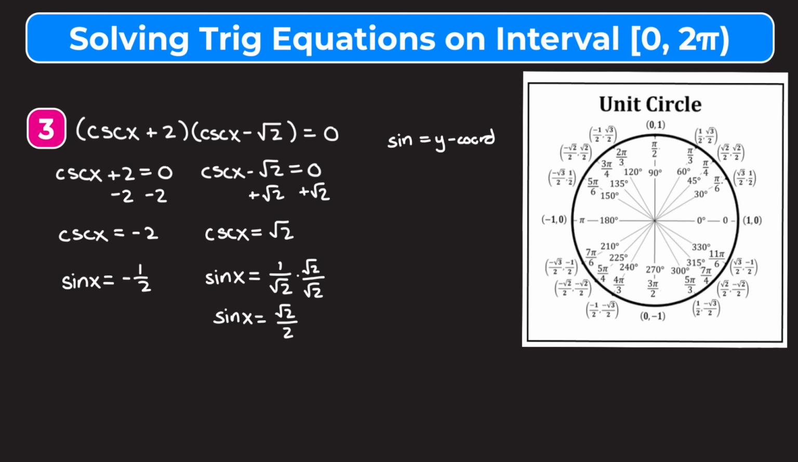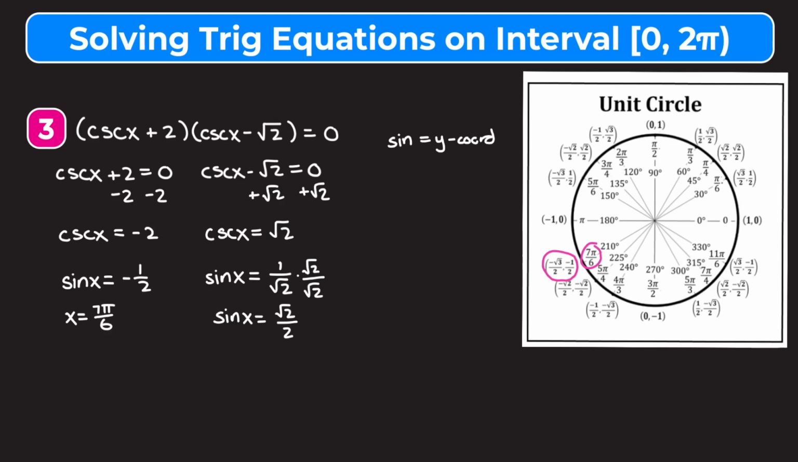So because our y-coordinate is negative, we know we're only in the bottom 2 quadrants, so quadrants 3 and 4. So we don't even have to look at the top 2 quadrants when we're solving sine of x equals negative 1/2. So if you look on the unit circle, for 7 pi over 6, our y-coordinate is negative 1/2. So we know that's one of our answers. So we'll write x is equal to 7 pi over 6.